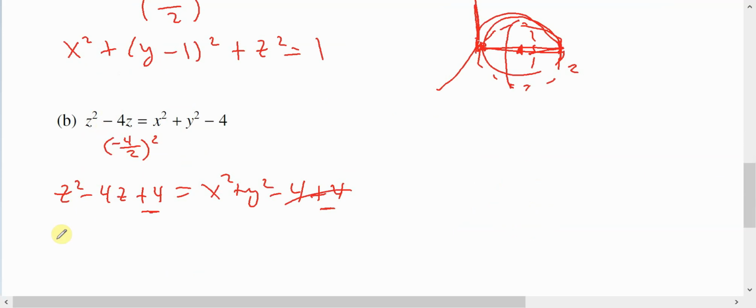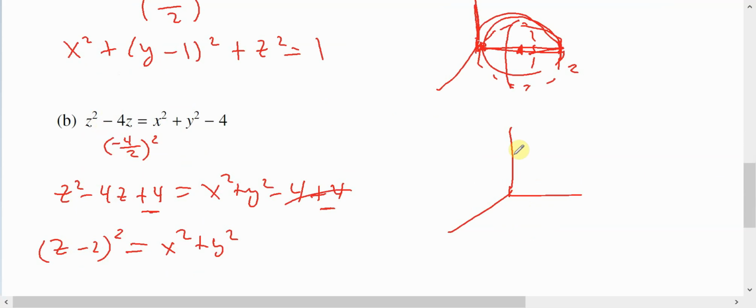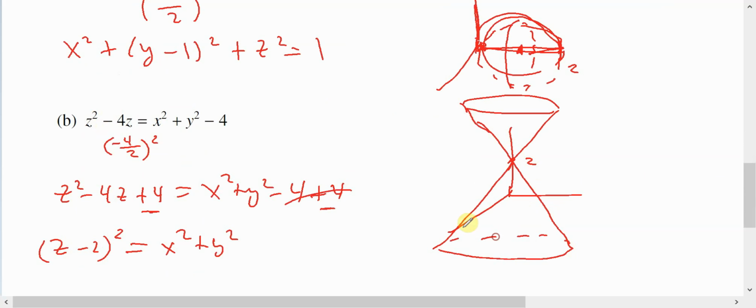Cancel out over here, but this factor now is z minus 2 squared and over here I get x squared plus y squared. That's a cone that's been shifted 2 units up in the z direction. So it's going to be a cone. Instead of having the cone starting here, it's going to be here at 2. And that's where you draw your sort of intersecting lines. And your cone comes around like that. Again, it is staying on the z-axis, just been shifted up 2 units.